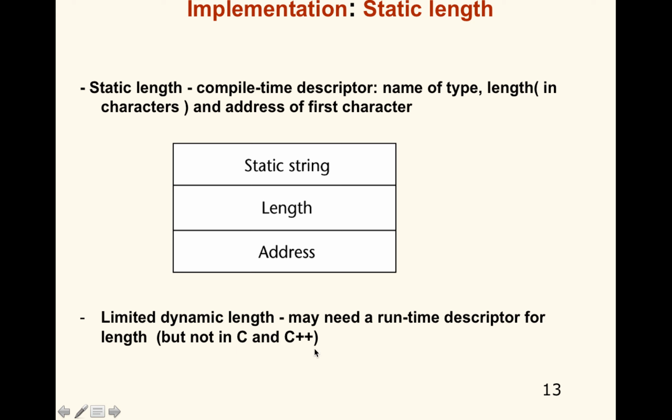So limited dynamic length may need a runtime descriptor for the length. It's not used in C or C++ because C or C++ doesn't check the length, which means you could write past the length and not have a problem at all. It's kind of like, test it out with an array. Arrays don't use compile time descriptors either. So if I create an array of 15 elements, I can write in the 20th and 25th element that really doesn't exist, but the compiler will go ahead and let me do it because we don't have a descriptor for that.